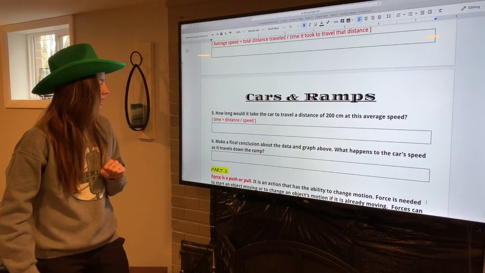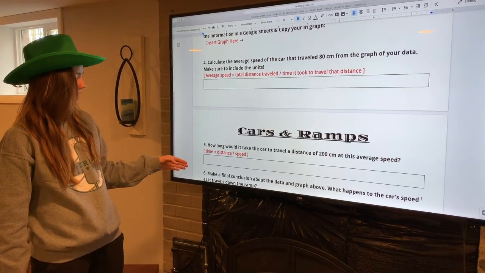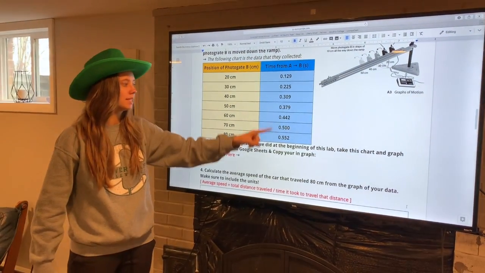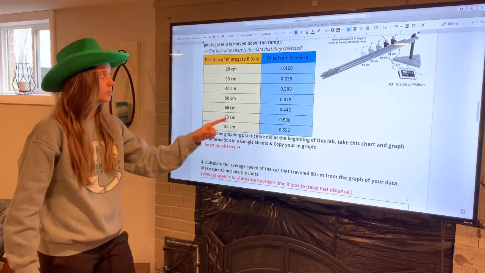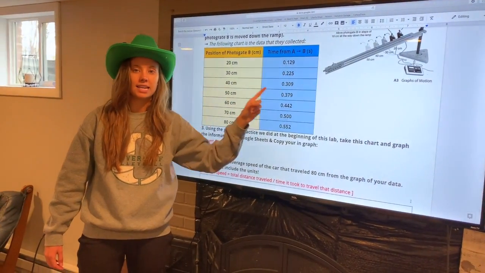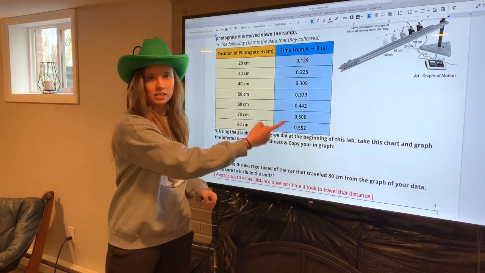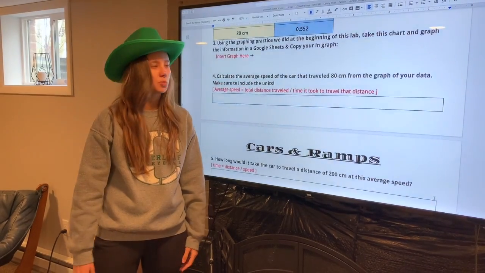Number 6, make a final conclusion about the data and graph above. What happens to the car's speed as it travels down the ramp? So going back to this data, what do you notice in this column? What happens to the car's speed as it goes down the ramp? Now remember, this is just the time that it's taking. In order to find our speed, we have to go distance divided by time. So what do you notice about that? Just draw your own conclusions and put it in your own words.